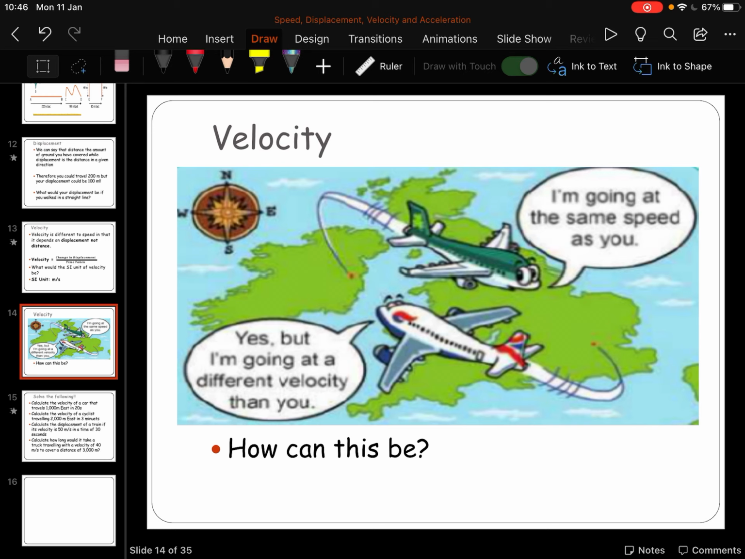All right, so velocity. We have a picture here. Don't take it down, but I want you to think about it for a second. We have an Aer Lingus plane and a British Airways plane. The Aer Lingus plane is going from Dublin to London, and the British Airways is going London to Dublin. The Aer Lingus plane is saying, I'm going at the same speed as you. So they're traveling at the same speed. But then British Airways says, yes, but I'm going at a different velocity to you. They're traveling the same distance, both between London and Dublin, and at the same speed, but they have a different velocity. How can that be?